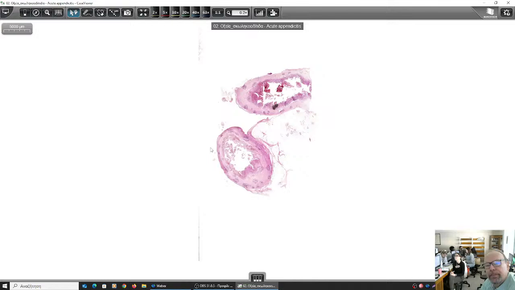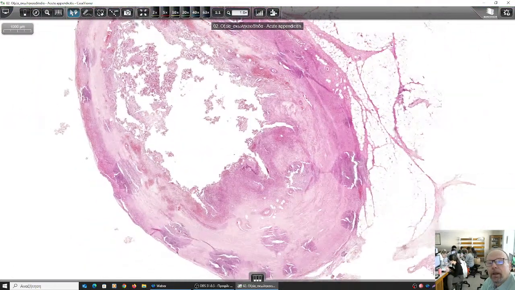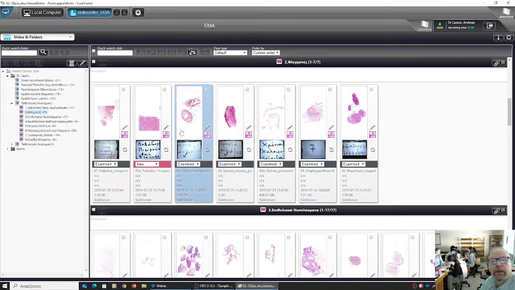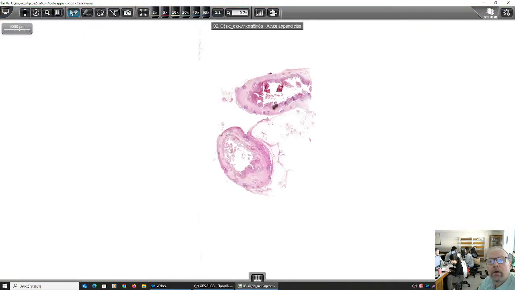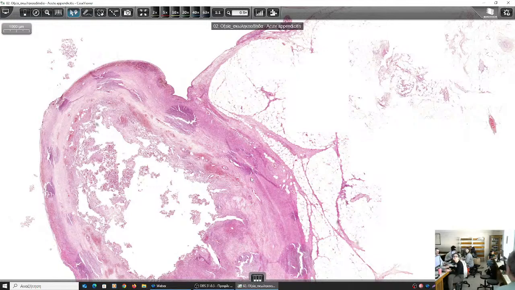Here we have the appendix. Now, let me have a look at the normal mucosa of the appendix. However, I cannot. No, just a moment.